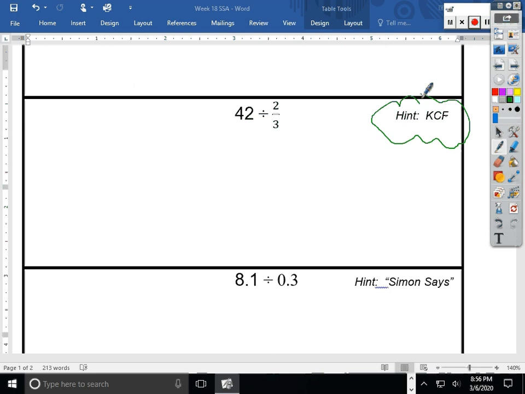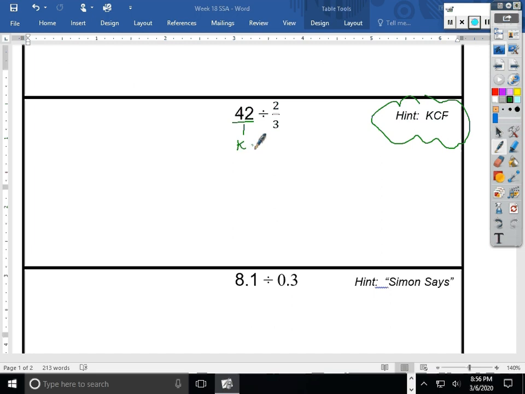I could draw bar models. I could draw 42 of them. I could start splitting them into thirds and grouping them by 2s. That would take me a really long time just because 42 is so large. So we've learned that there is a strategy that works every time. I might want to turn this 42 into a fraction. So we'd write 42 over 1.